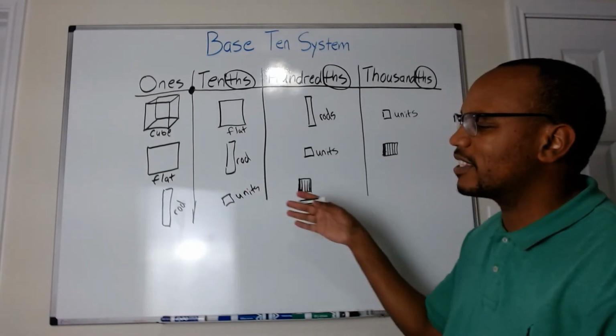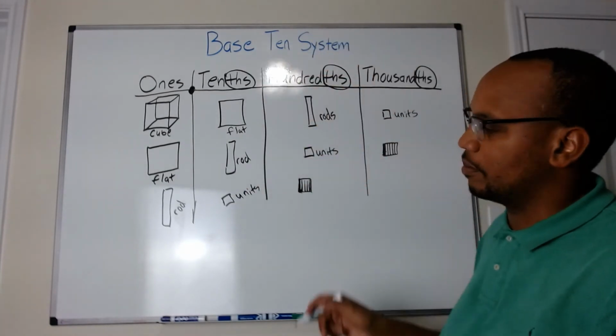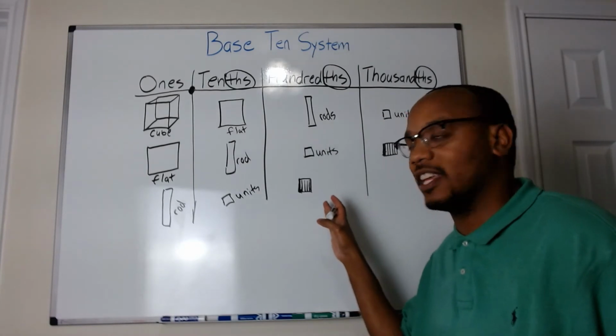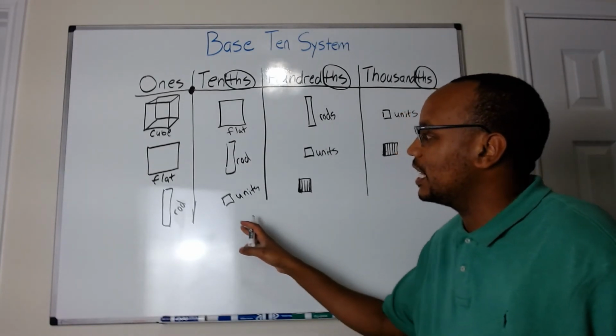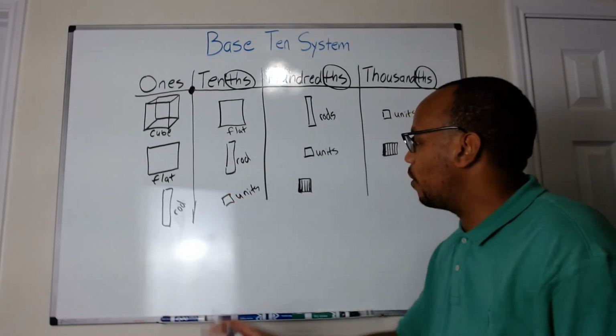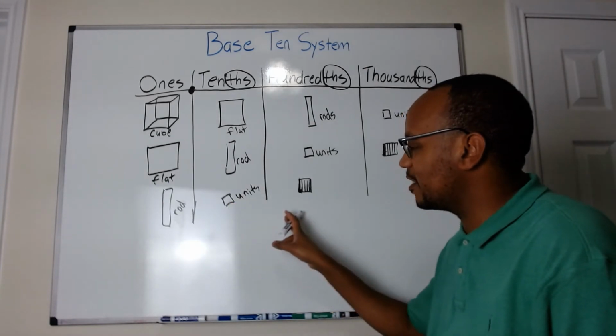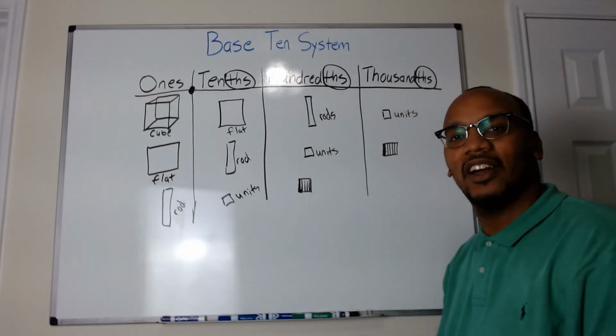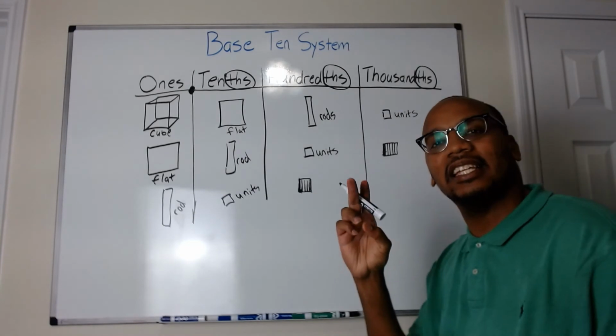So again, this is all part of the base 10 system, which means when you get to 10 of these, you can trade it in for one bigger size. Or if you take the bigger size, you can trade it in for 10 smaller ones. That's the base 10 system.